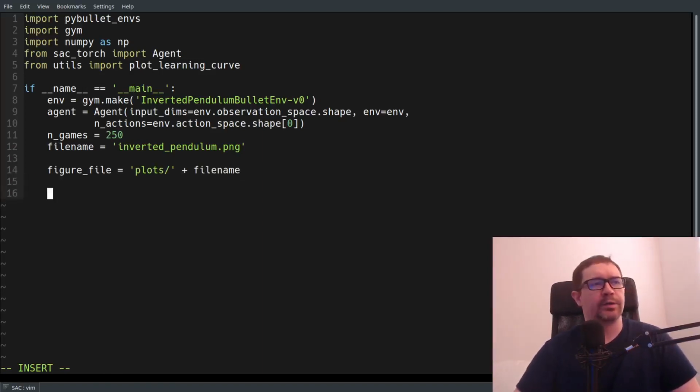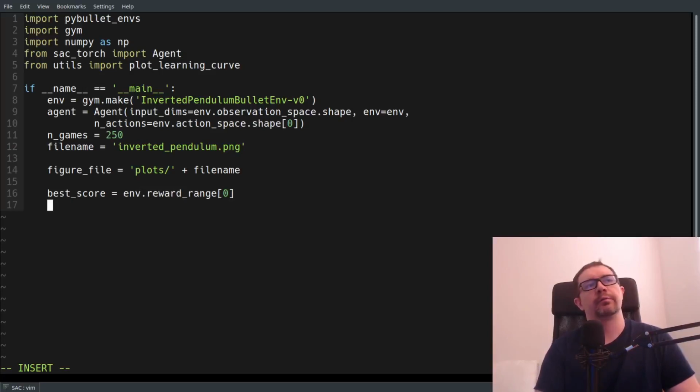I like to split it into a figure and a figure file, file name into a figure file. Just how I do it. It's probably not even the best way to do it. So we want the best score, which would be the bottom end of the reward range, and a list to keep track of the scores the agent receives, and load checkpoint.